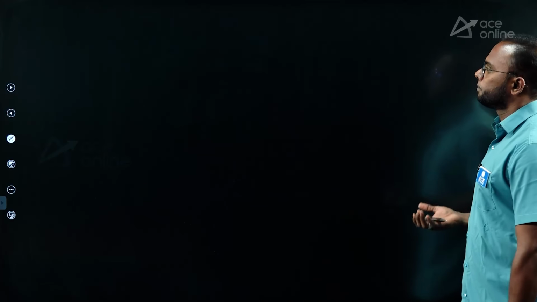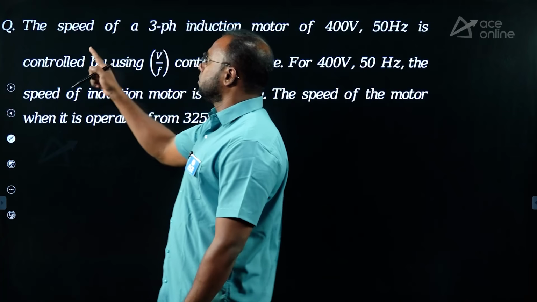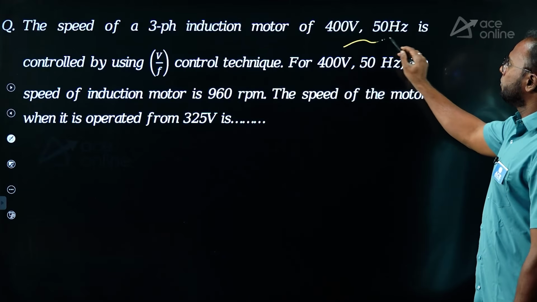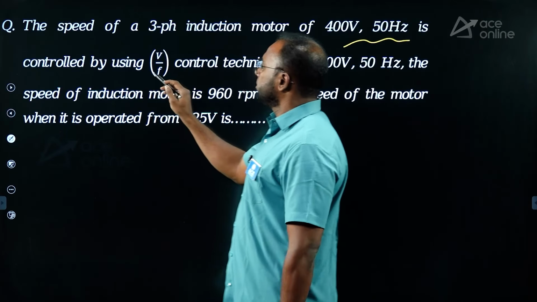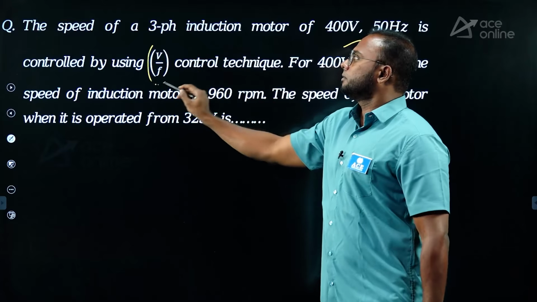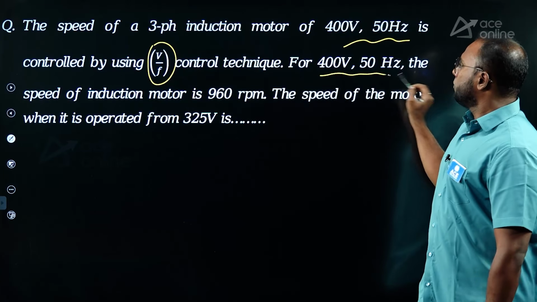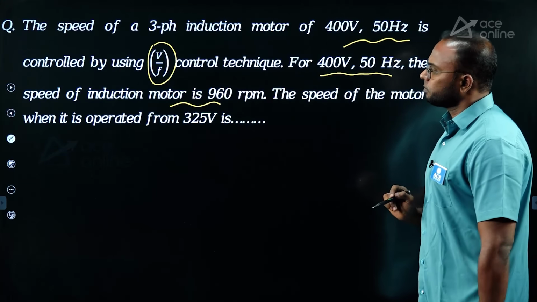See the question. See this question related to V by F control. The speed of a three-phase induction motor of 400 volt 50 hertz is controlled by using V by F control, means variable voltage variable frequency control method. For 400 volt 50 hertz, the speed of the induction motor is 960 rpm.